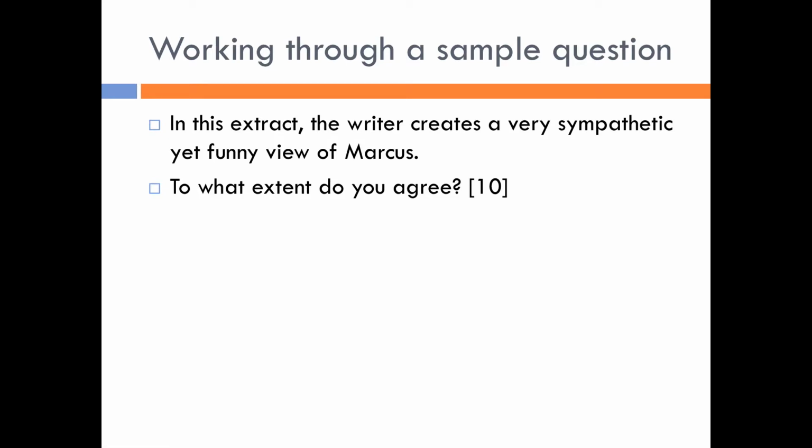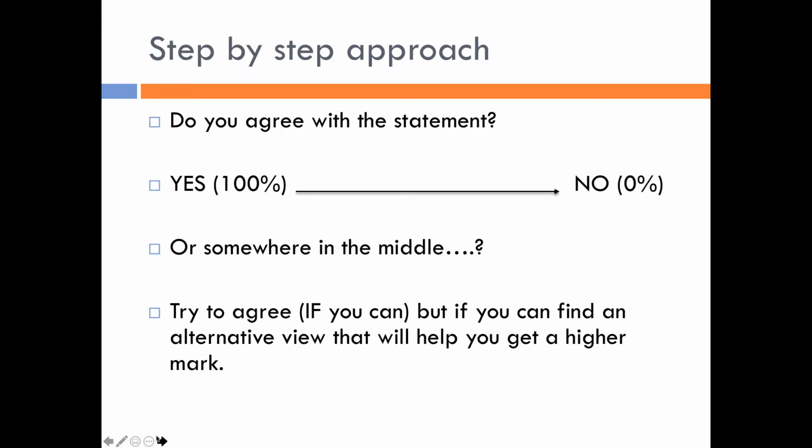So, what I want you to do now is read through the text again and think how much you agree with this view. So, first thing, after you've read it, is think, do you agree with the statement? Okay, so you've got two choices here. Yes, you 100% agree with the statement, or no, you don't agree with the statement at all, 0%. Or is it somewhere in the middle? Okay, so in general, the approach is try to agree with the statement if you can. Okay, but if you can find an alternative view, or maybe something slightly different, that could help you get a higher mark. It's difficult to give a definite agree yes 100% because it does depend on the question.